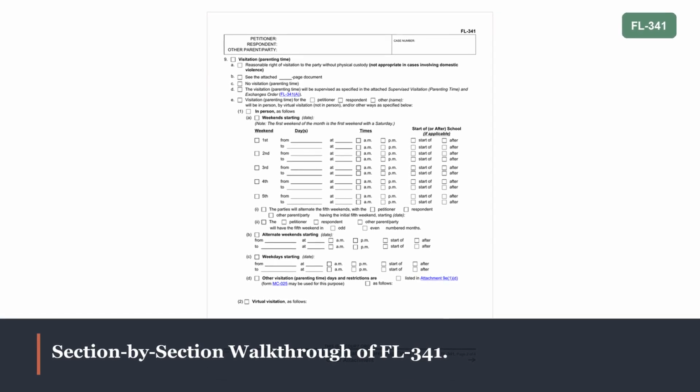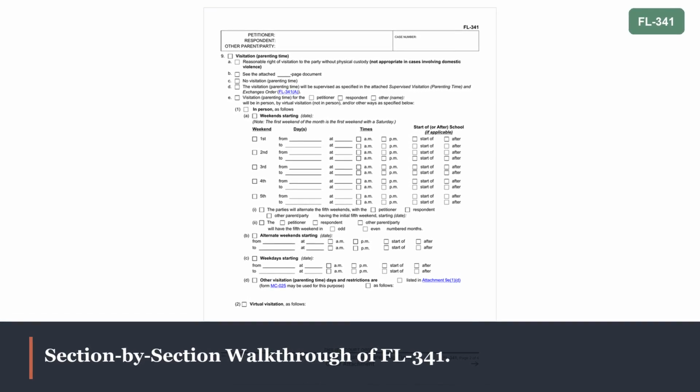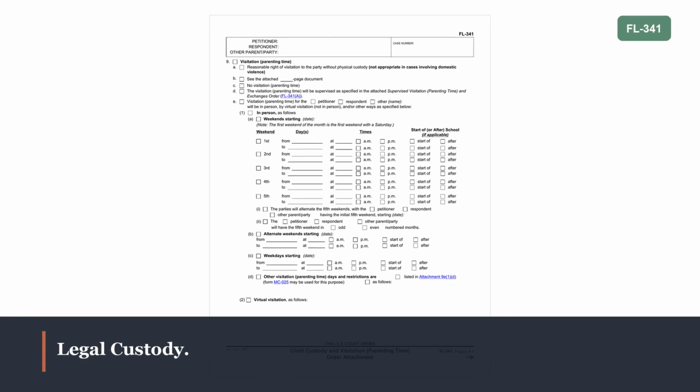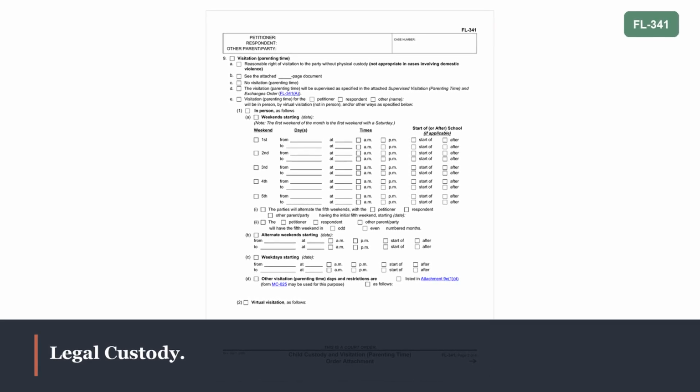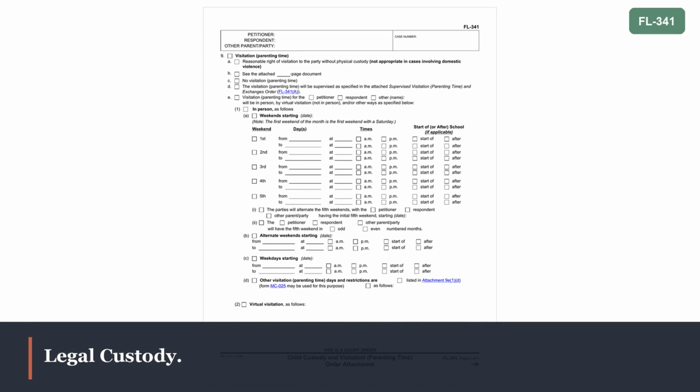Section-by-section walkthrough of FL-341. Here's what the form actually records. Legal custody. This section states who has the right to make major decisions about the children's health, education, and welfare, as ordered by the court. Joint legal custody: both parents share decision-making authority. Sole legal custody to one parent: only that parent makes major decisions. Joint legal custody is a common outcome and doesn't require the parents to agree on every decision. It means neither parent can decide unilaterally without consulting the other.